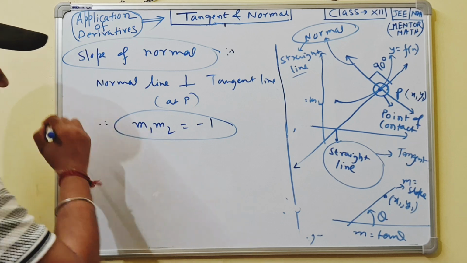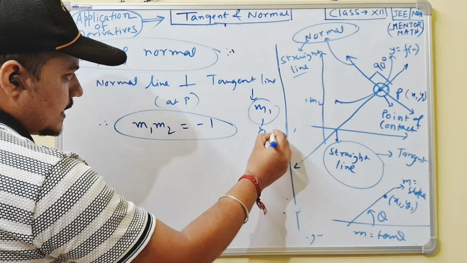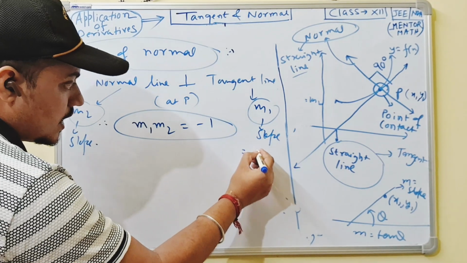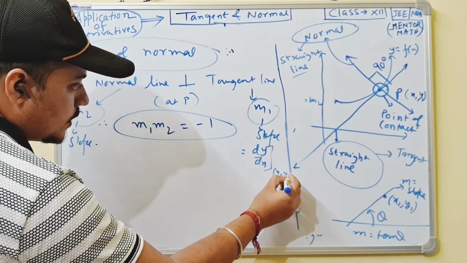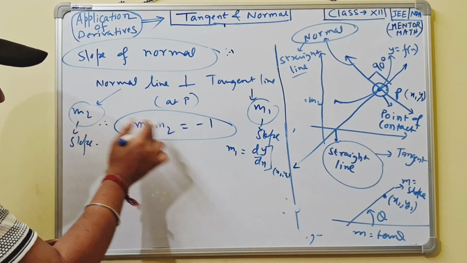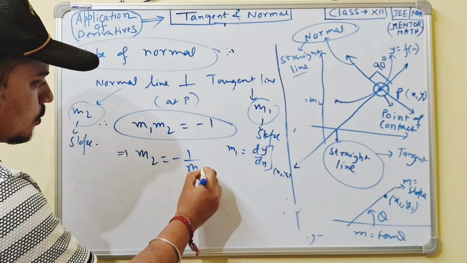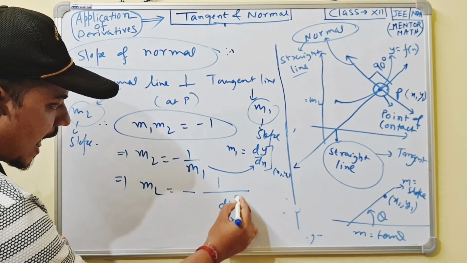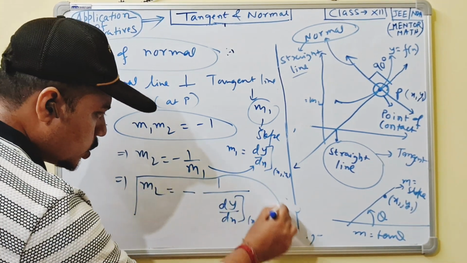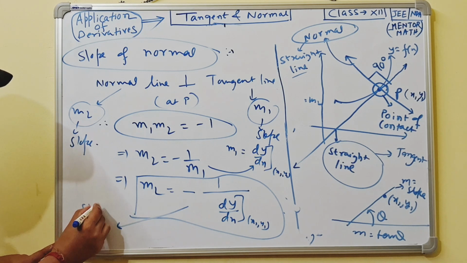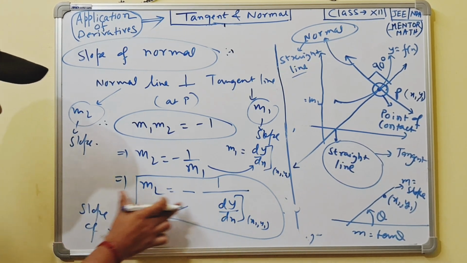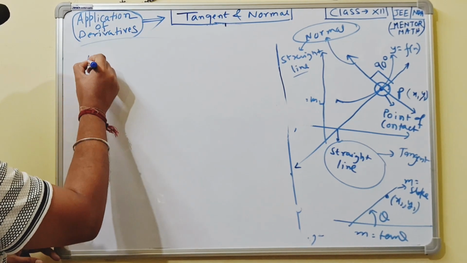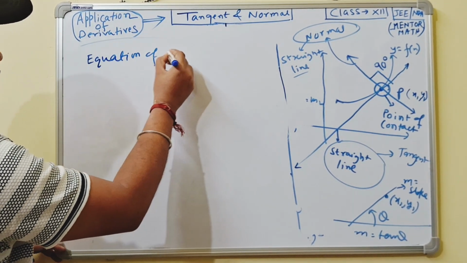Now if I take the slope of the tangent line as m1, and m2 as the slope of the normal line, you also know that the slope of the tangent line is represented by dy/dx at the particular point (x1, y1), that is m1. Just substitute here. From that expression you find that m2 is equal to -1 by m1, so m2 is equal to -1 by dy/dx at the particular point (x1, y1). This is your slope of normal. Whenever you find the slope of normal, you can use that form: -1 by dy/dx at the point (x1, y1).